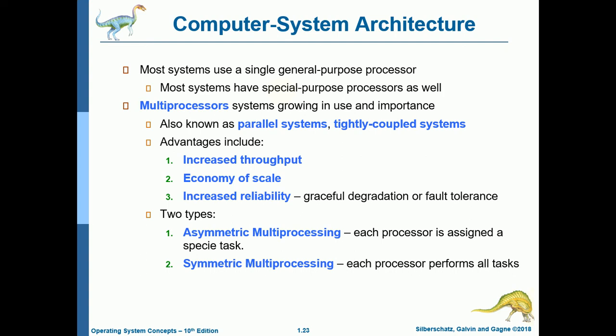And then next is economy of scale. Of course, it depends upon your motherboard. And then increased reliability, graceful degradation or fault tolerance, meaning if processor 1 crashes, processor 2 can take over the jobs of processor 1 without any system failure. That's why there is fault tolerance. We have two types of multiprocessing. Asymmetric multiprocessing: each processor is assigned a specific task. And symmetric multiprocessing: each processor performs all tasks.